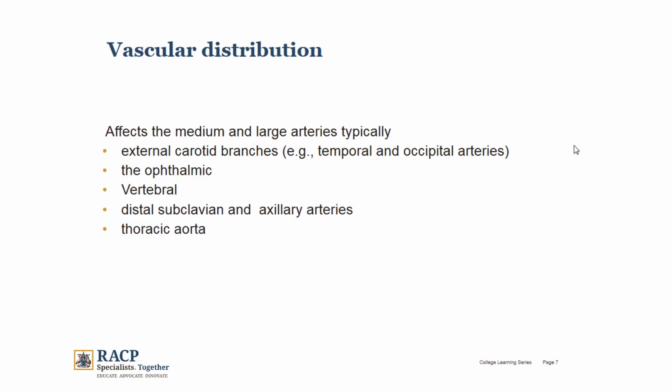Giant cell arteritis affects the medium and large arteries of the body, and in particular the external branch of the carotid artery, the ophthalmic, vertebral, distal subclavian, and the axillary arteries. The thoracic aorta is also affected.